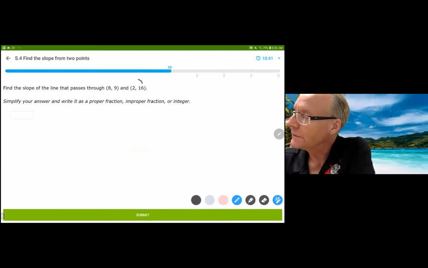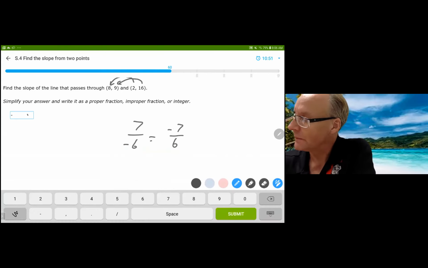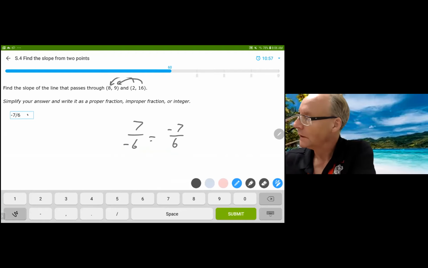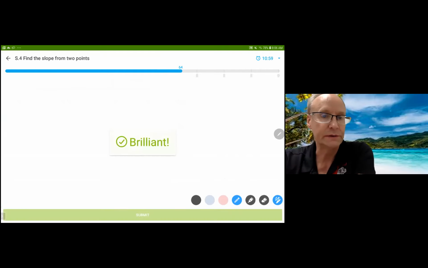Can you do 16 minus 9? That's 7. And 2 minus 8 is negative 6. It's negative 7 over 6. There's nothing magical about being able to add and subtract your integers. It just takes a little bit of practice. Practice a little bit, you'll be able to do it too.